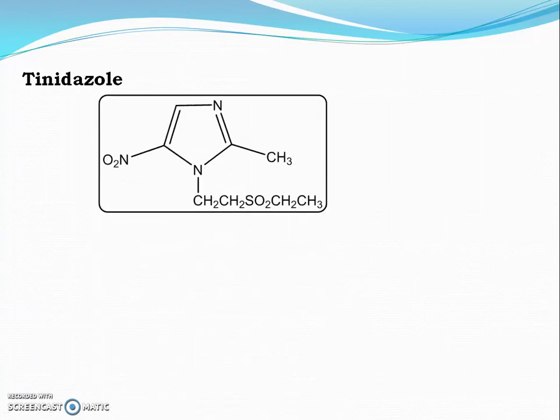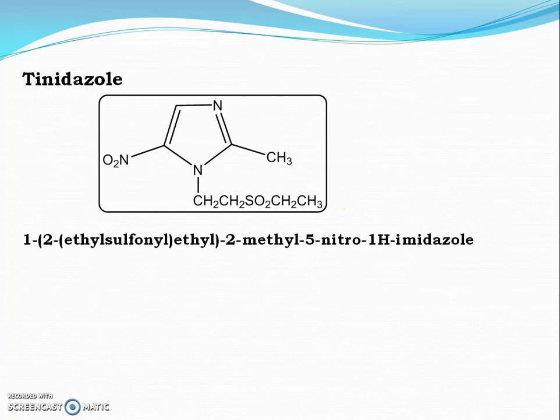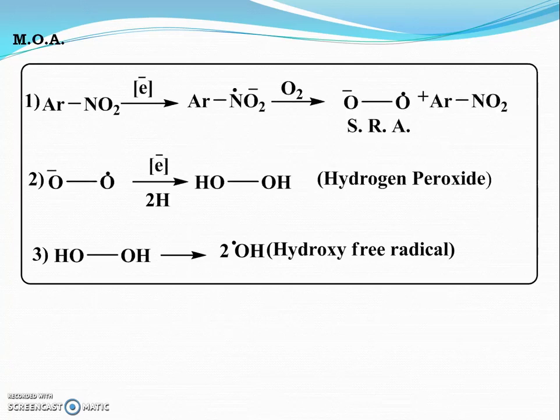The third example is tinidazole. This is the structure of tinidazole and the IUPAC nomenclature is 1-[2-(ethylsulfonyl)ethyl]-2-methyl-5-nitroimidazole. The mode of action of all these nitroimidazole derivatives is discussed as below.